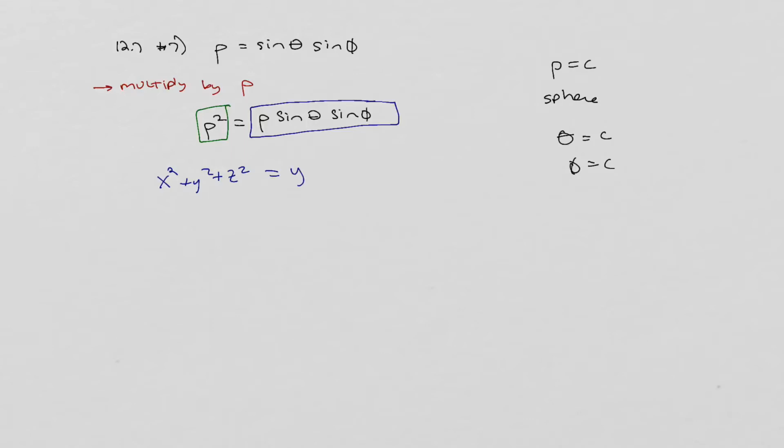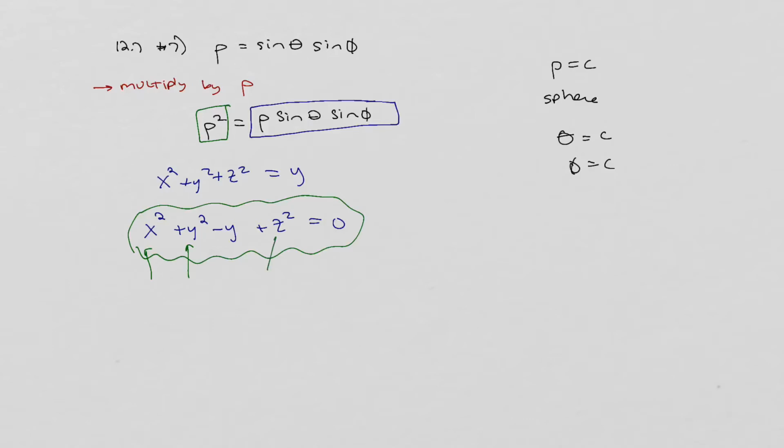So if I pull everything over to one side here, I've got x squared plus y squared minus y plus z squared equals 0. When you see this, what shape should you be thinking about? The hint is we've got 3 squared terms there. They all have the exact same coefficient in front of them. All 3 of them have a 1 in front of them. So what shape is that going to be?